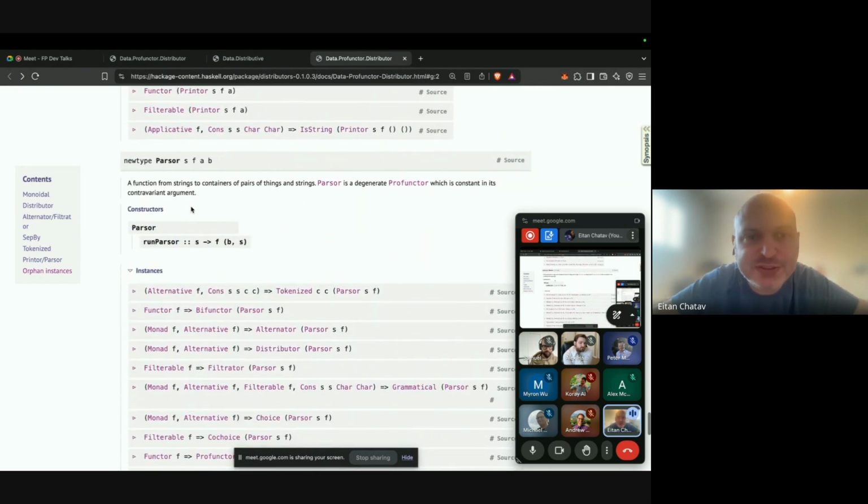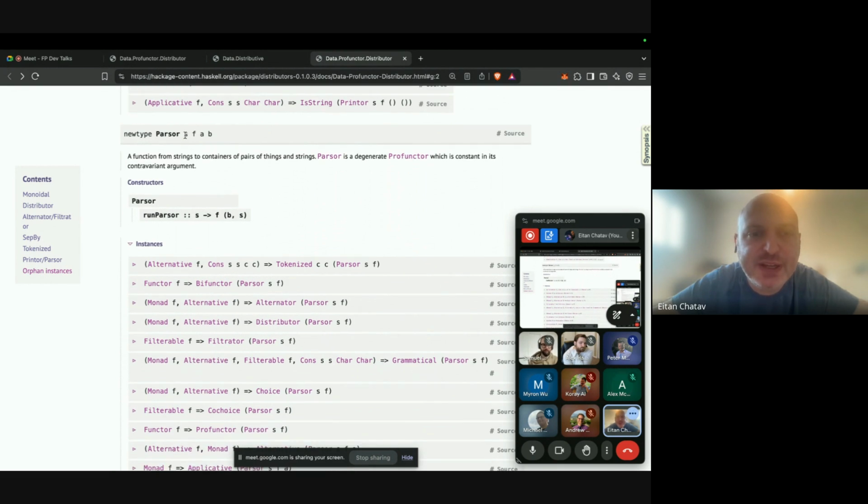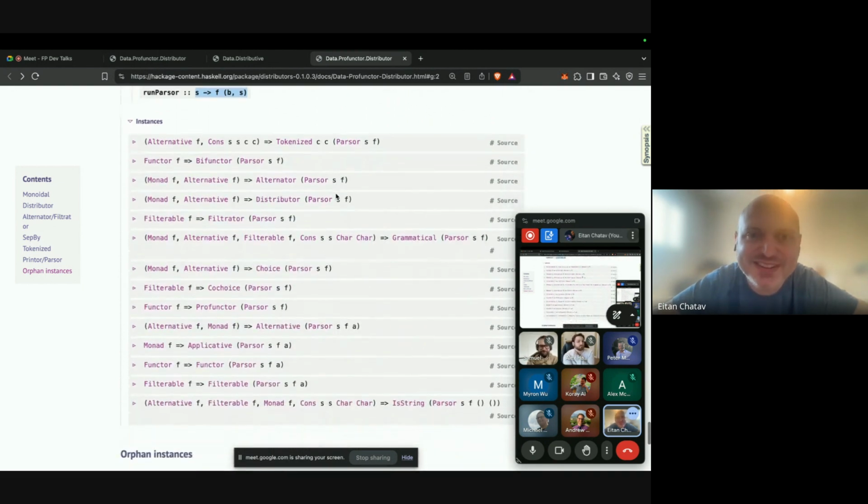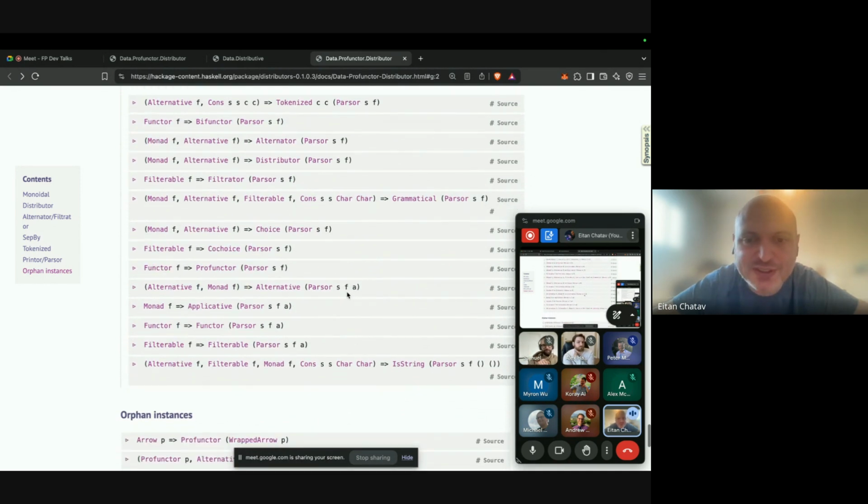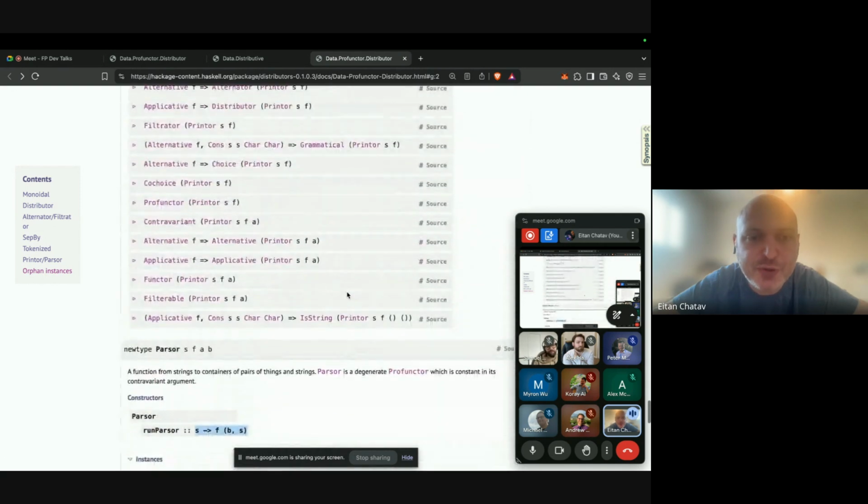Okay, parsor in the opposite direction. Again, we have our string type, our container type, and our input and output types, and the input doesn't even appear in the definition. And this is just the classic definition for parser. It's a function from strings to containers of pairs of things and strings. And it has all the instances we want. I should note that both printers and parsers get the isString instance because we can just give it from string equals tokens.